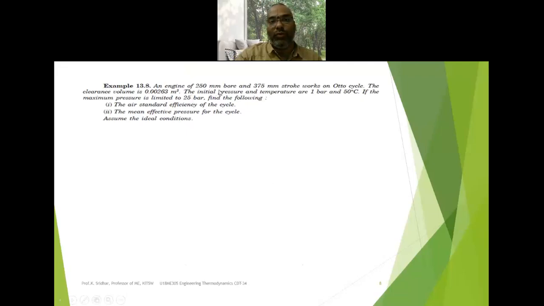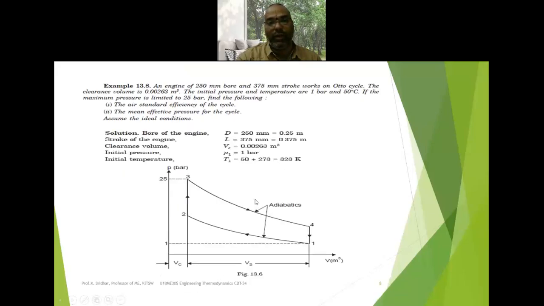Similarly, let us see another problem based on the Otto cycle. An engine of 250 mm bore, so bore is nothing but the diameter. The diameter is given as 250 mm and 375 mm stroke, that is the length of the stroke, L equals 375 mm. Because the bore and stroke are given in mm, convert into SI units, that is meters.